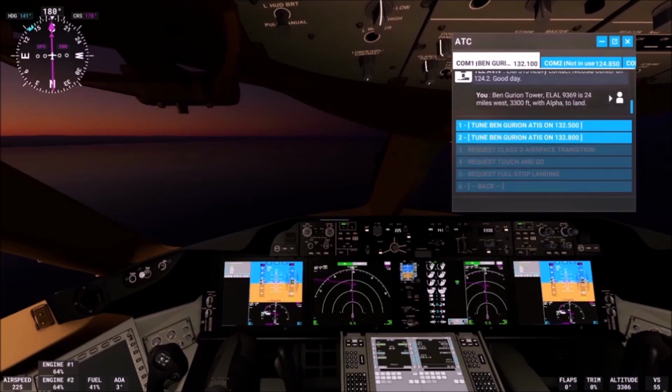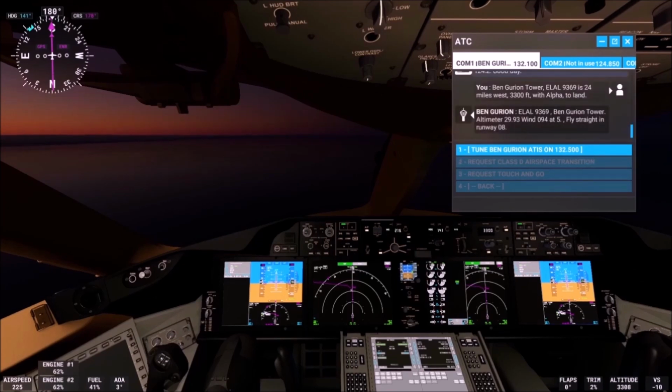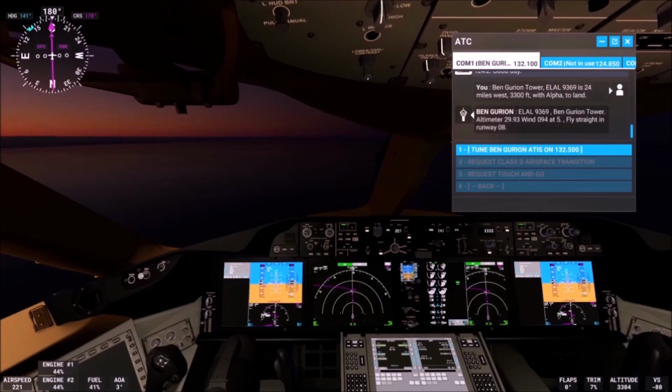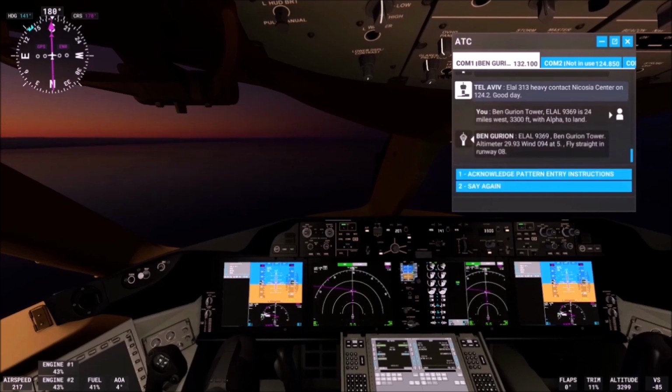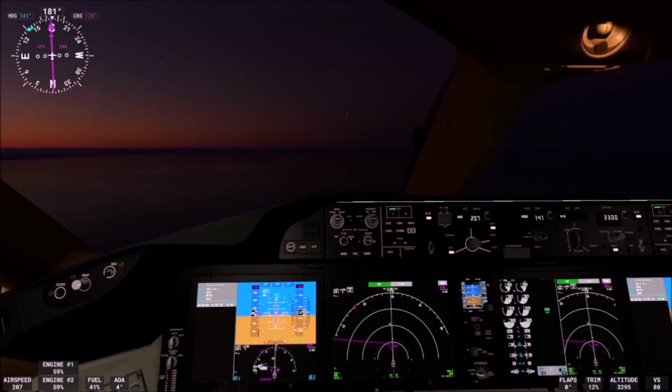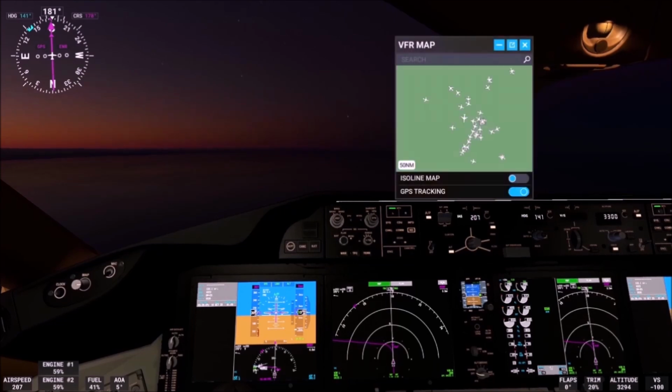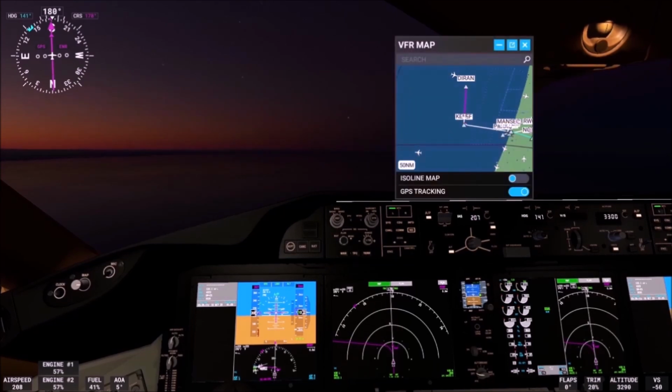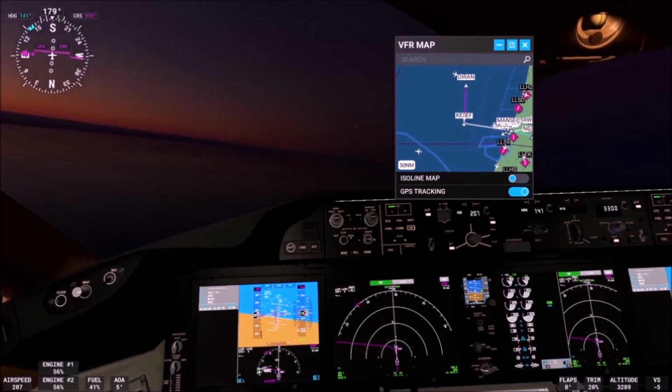Ben Gurion Tower, ELAL Niner Tree 69er with Alpha to land. ELAL Niner Tree 69er, Ben Gurion Tower. Fly straight in runway 08. Okay, 08 is just fine. Make straight in runway 08, ELAL Niner Tree 69er. Okay, soon we are turning to final, isn't it? Exactly.